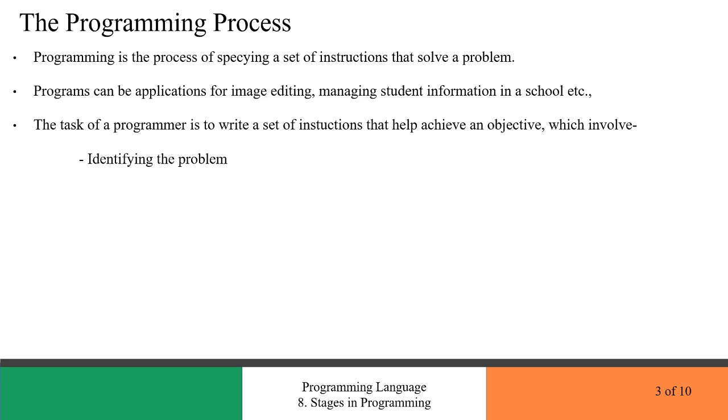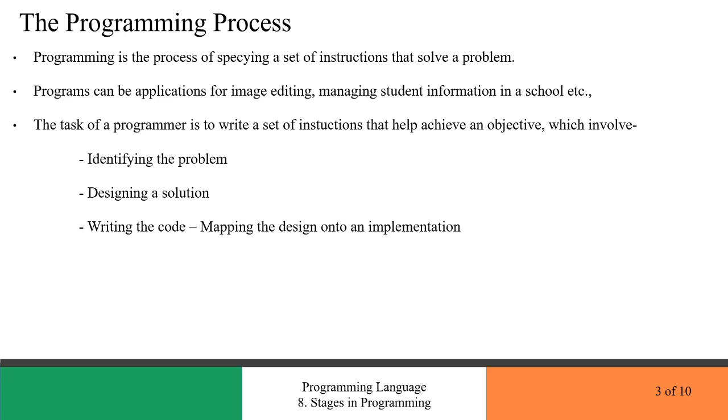Identifying the problem. This is the first stage and involves an understanding of what to build. This is followed by designing a solution, wherein an approach to achieve the objective is designed. This is followed by writing the code, wherein the design is converted into an implementation and written as code. The solution is verified to see if it meets the desired objective. If it does not, debugging is performed to locate the error and correct it. Alongside, documentation also happens. We will look at each of the stages in further detail now.